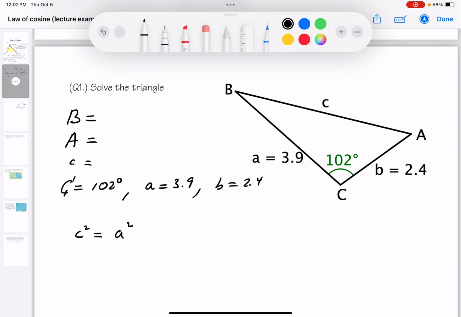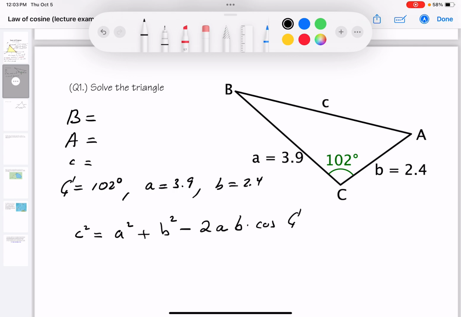Do I know what a is? Of course I do. It's written down. It's 3.9, and I'd square that number. But again, I'm not using a calculator, so I'll just write it down. What's the next thing going to be? B squared. What's the next thing going to be? Well, minus 2 times, right? We're just writing down what the formula says. And again, if you can't remember the formulas, you go back and look at those. They're not that difficult. So it's going to be 2, A, and then B, and then times the cosine of the angle C.